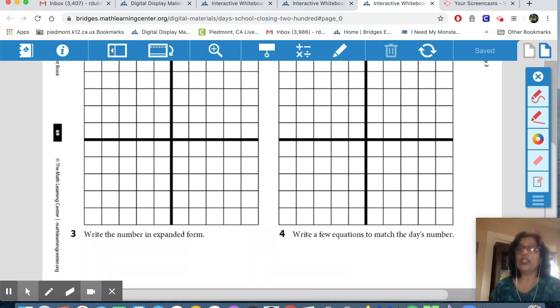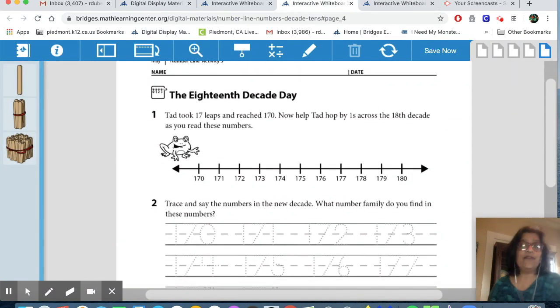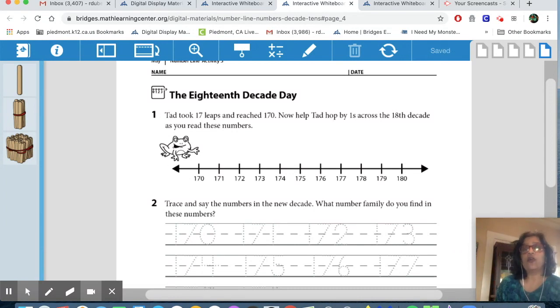You can actually take the back side of this sheet and use that to write a whole bunch of equations if you'd like. And then there's another part. It says Tad took 17 leaps and reached 170. Now help Tad hop by ones across the 18th decade. So remember, we were hopping by decades.